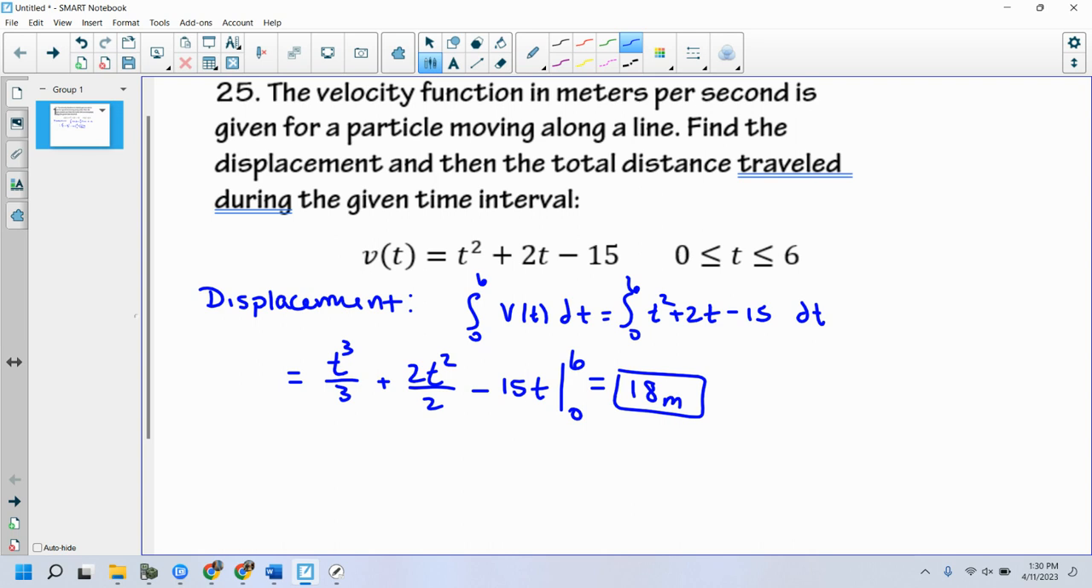I'm going to get out my key just to make sure I don't screw anything up. Yep, 18 meters. Perfect. All right, that is net displacement.